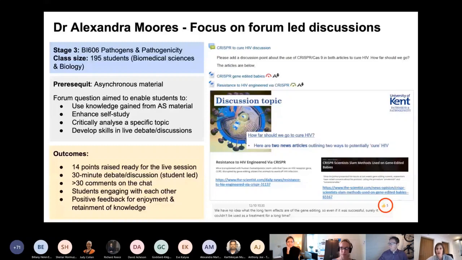They're both quite controversial, and I wanted them to discuss this in the forum, but also to lead this into an online MS Teams discussion as well. The aim was for them to use the knowledge they've gained from the asynchronous material, and also to enhance self-study by looking at these articles and critically analysing this specific topic, and giving them the ability to debate and discuss both online, on a forum, and in class.